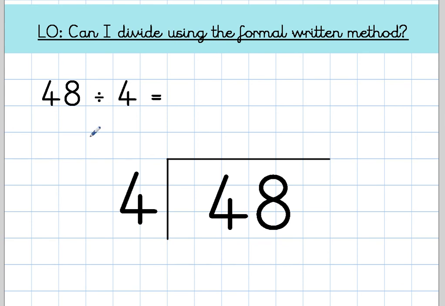So we've got 48 divided by 4. I've put 48 underneath the bus stop and 4 to the side. I'm then going to say how many 4s are there in 4, which is 1. And there's no left over. Then, how many 4s are there in 8, which is 2, which means 48 divided by 4 equals 12.